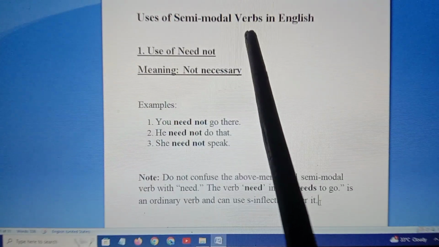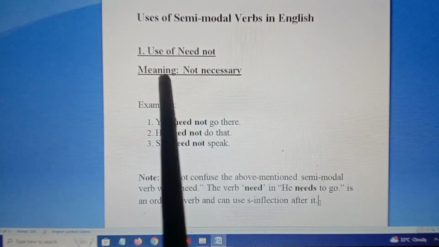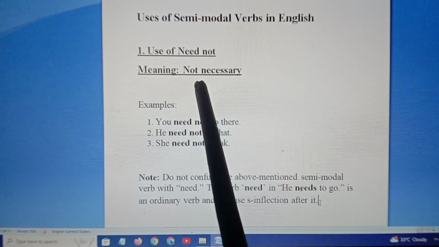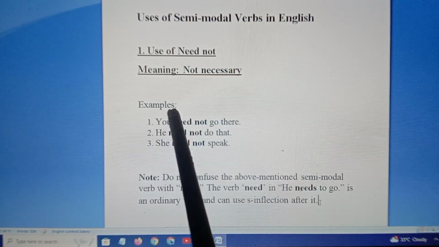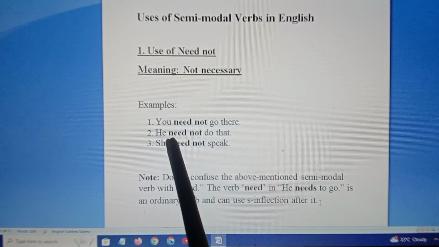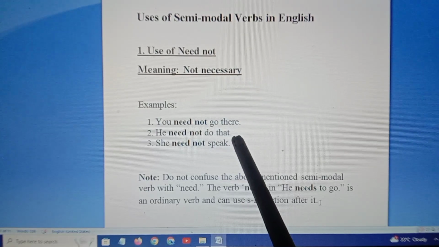Uses of semi-modal verbs in English. Use of need not, meaning not necessary. Examples: you need not go there. He need not do that.